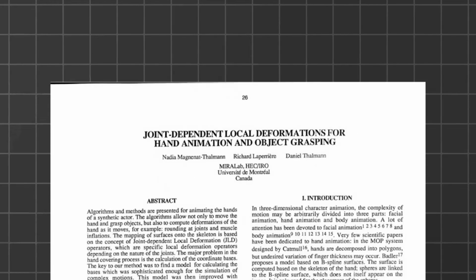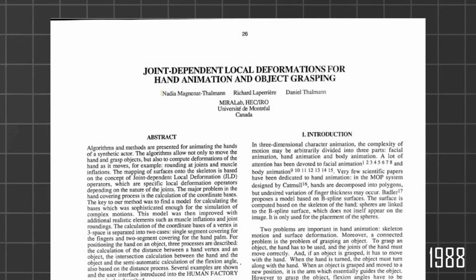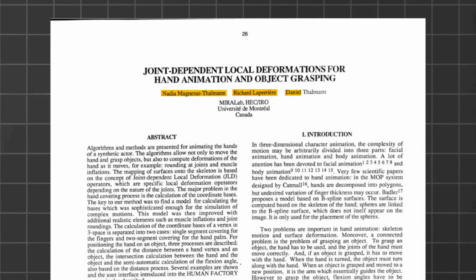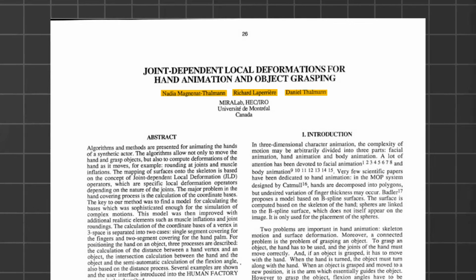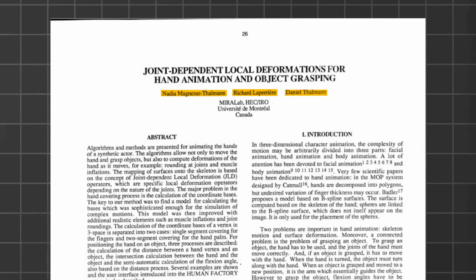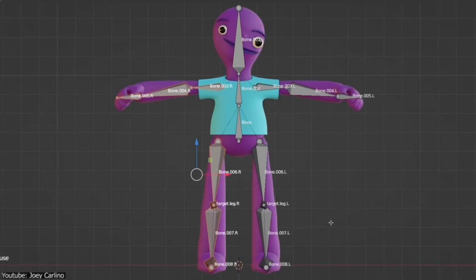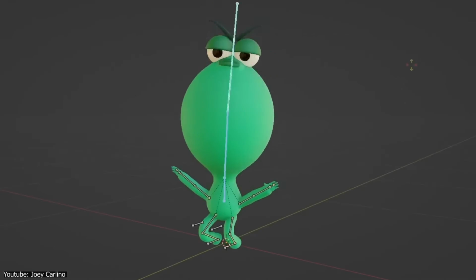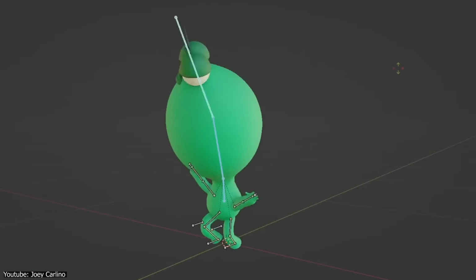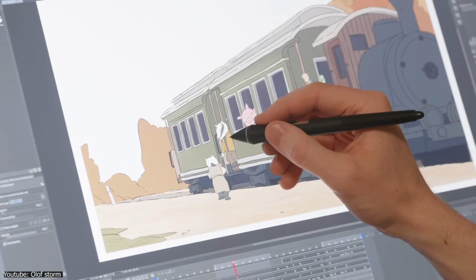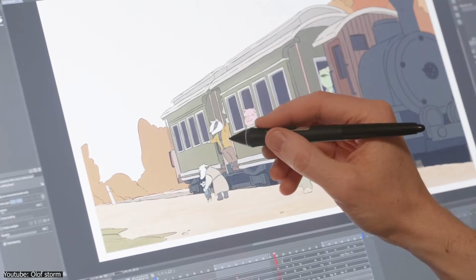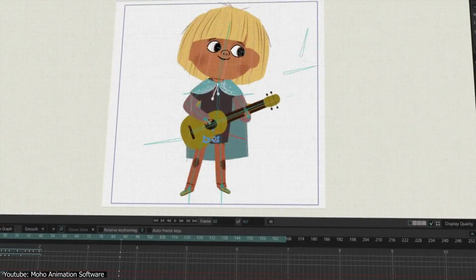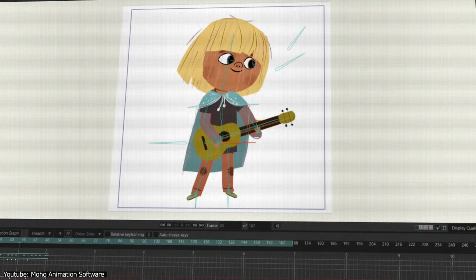As for rigging, it was introduced in 1988 by Nadia Magnenat Thalmann, Richard Laperrière, and Daniel Thalmann in their paper, Joint-Dependent Local Deformations for Hand Animation and Object Grasping. Rigging first started as a technique for 3D animations. Naturally so, as 3D animations rely heavily on it, while 2D animations were initially based on the frame-by-frame technique. But then, rigging became the next step in the evolution of 2D animation after the digitalization of frame-by-frame animation.